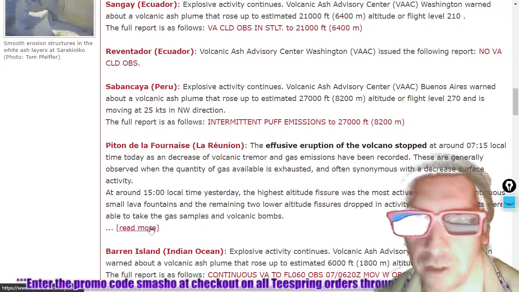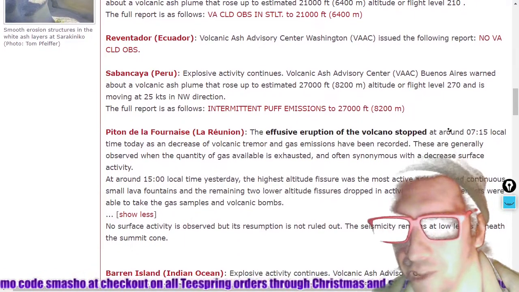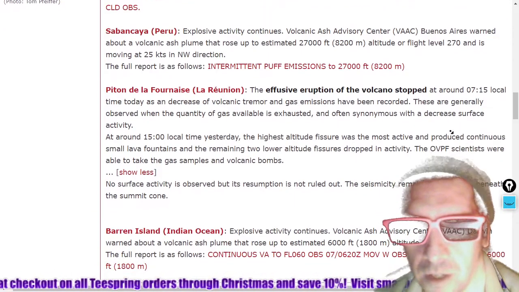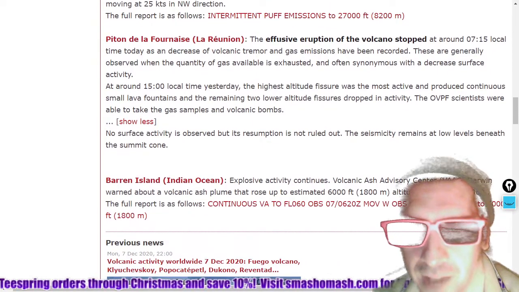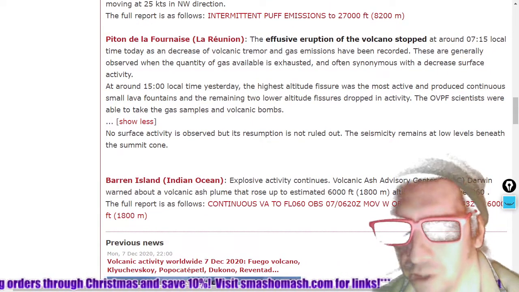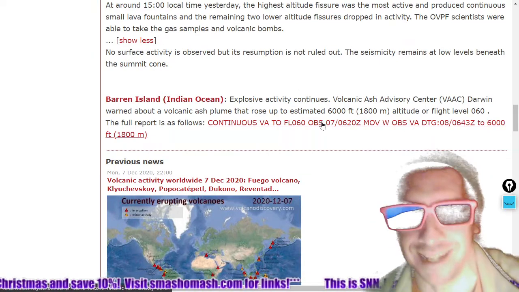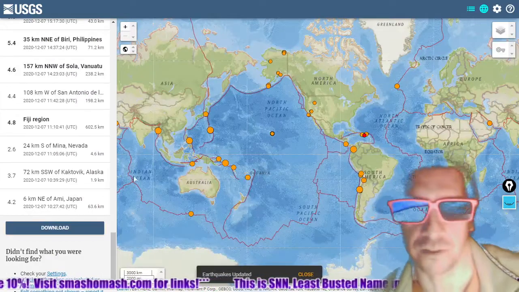And the effusive eruption at Piton de la Fournaise on the island of Réunion has stopped. Don't be surprised if that resumes. And Barren Island in the Indian Ocean, there's a new one on the list, producing a 6,000 foot ash plume as it explodes. Barren Island. First time I think we've covered that one.